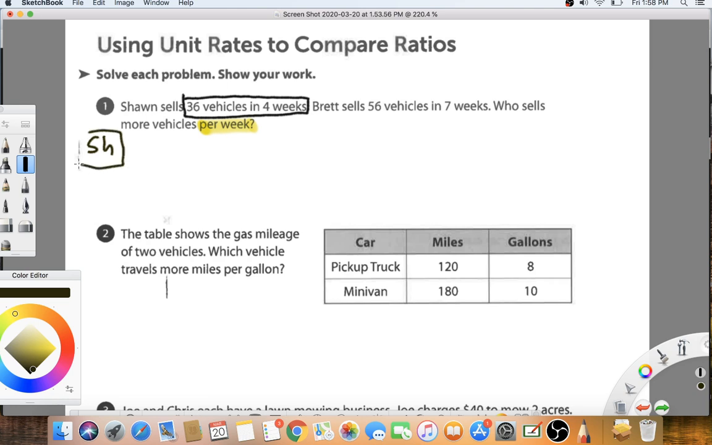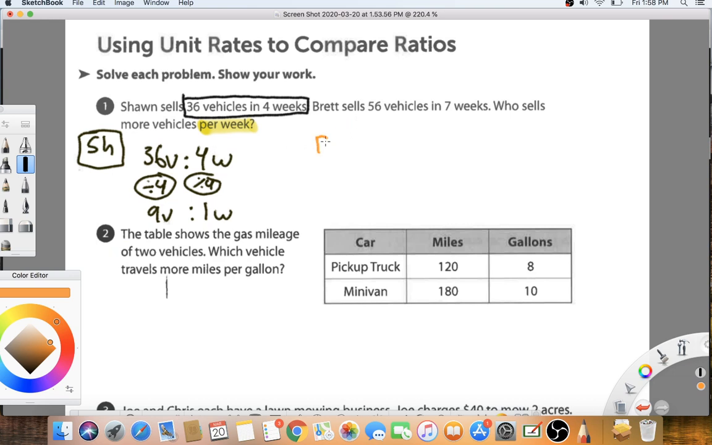Well, this would be Sean's space. So it would be 36 vehicles to 4 weeks. We need to make this into per week, to 1 week. How do we get from a 4 to a 1? We divide by 4. We do it to both sides. 36 divided by 4 gives you 9 vehicles. So Sean does 9 vehicles per week.